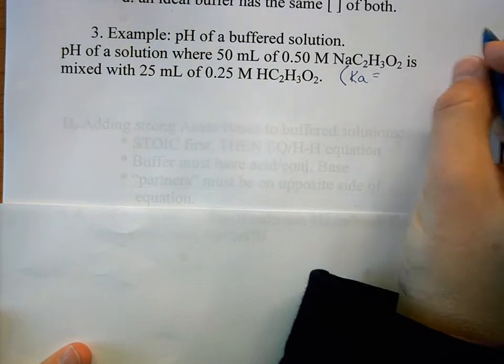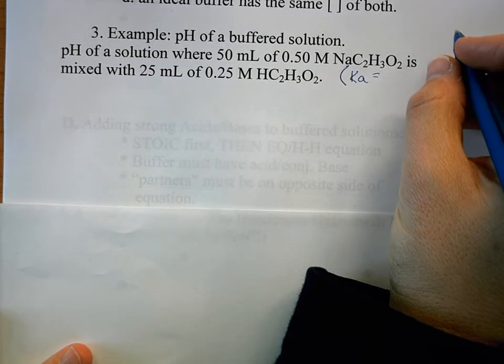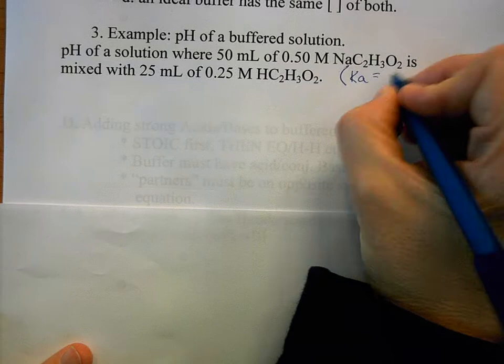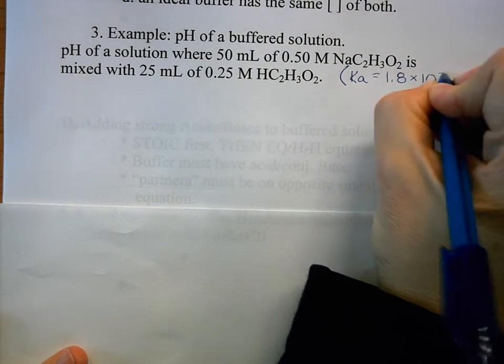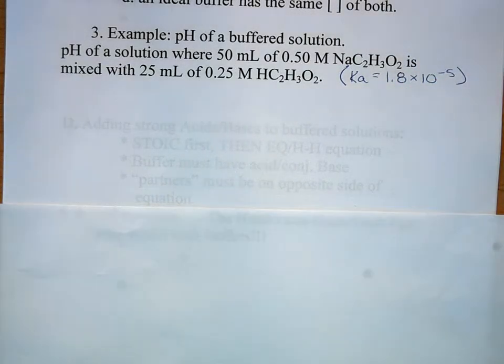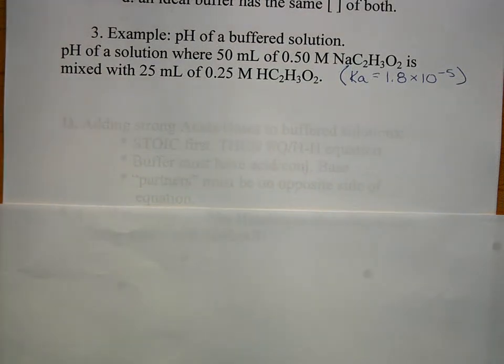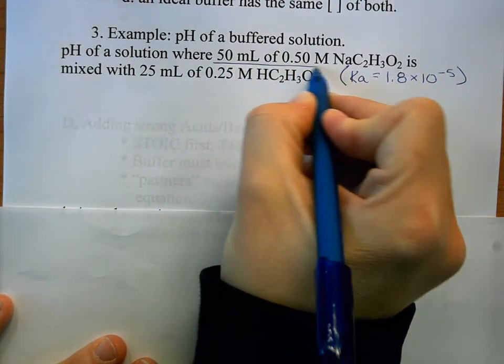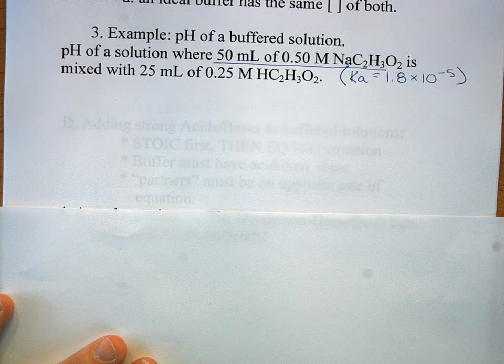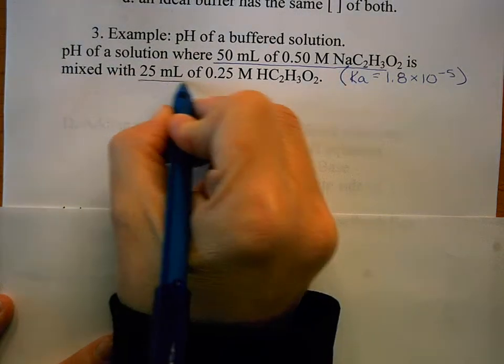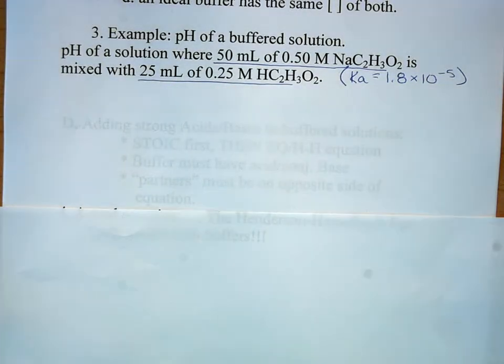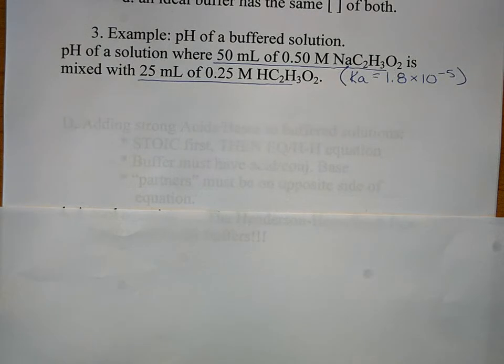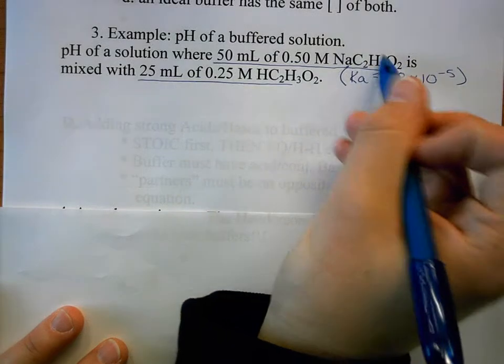Ka is equal to 1.8 times 10 to the negative 5. Okay, here's my problem. It says find the pH. Again, we're worried about pHs throughout all this. Find the pH of a solution where I've got 50 milliliters of 0.5 molar sodium acetate mixed with 25 milliliters of 0.25 acetic acid.